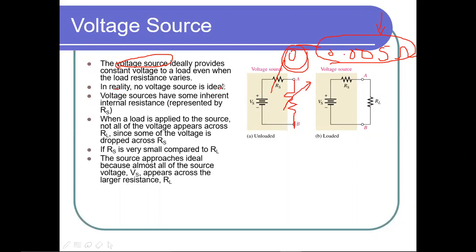In reality, no voltage source is ideal. A voltage source has some inherent internal resistance represented by Rs. This is the supply resistance. When a load is applied to the source, not all the voltage appears across RL, since some of the voltage is dropped across Rs. Because of the resistance here, Vs does not appear fully across the output.